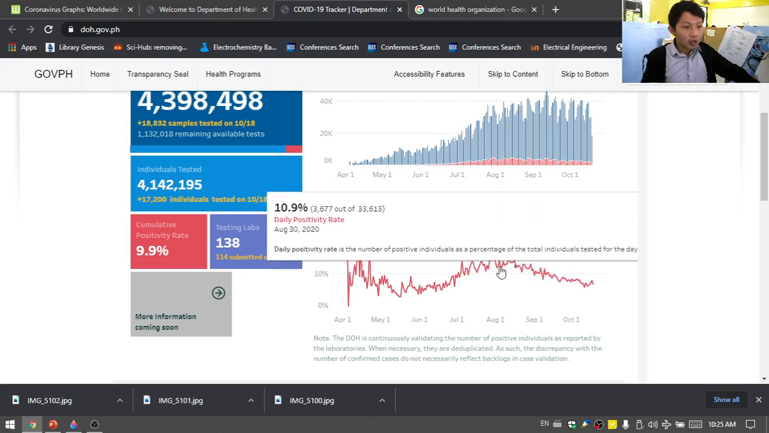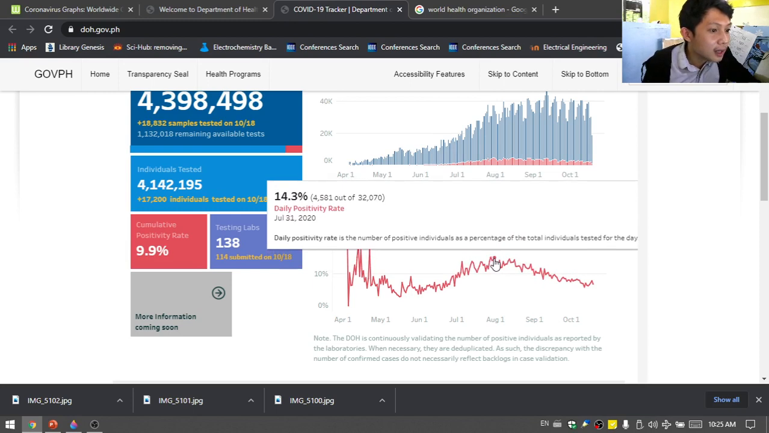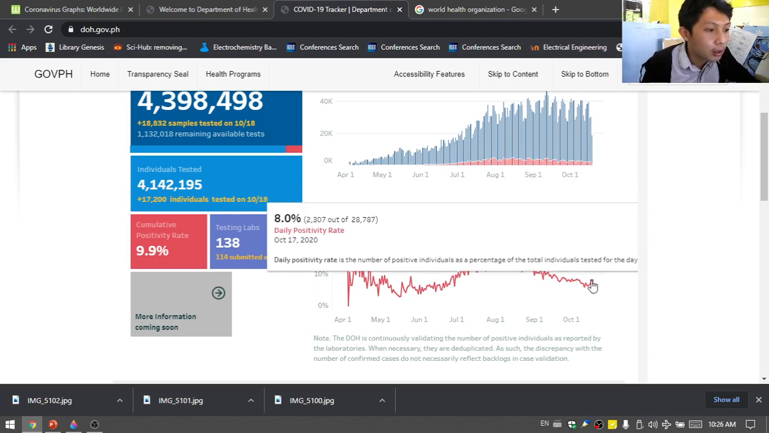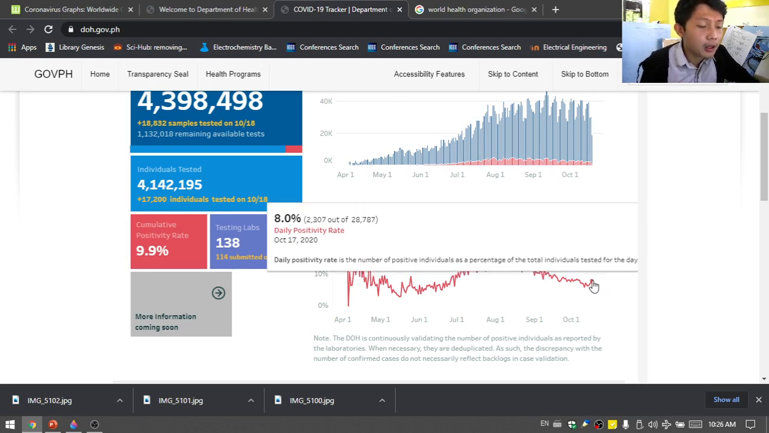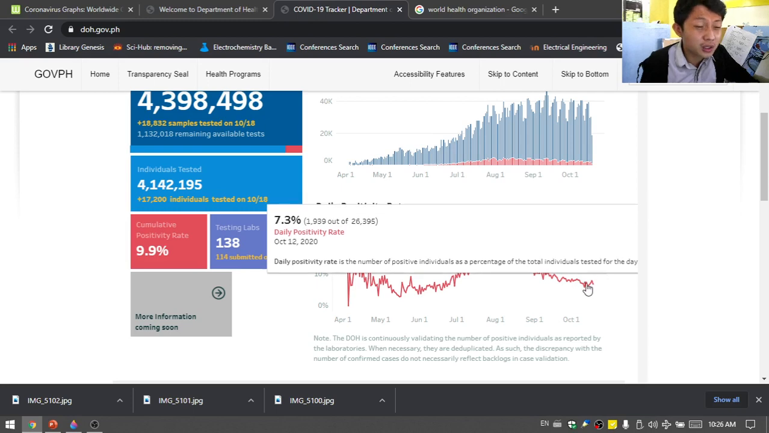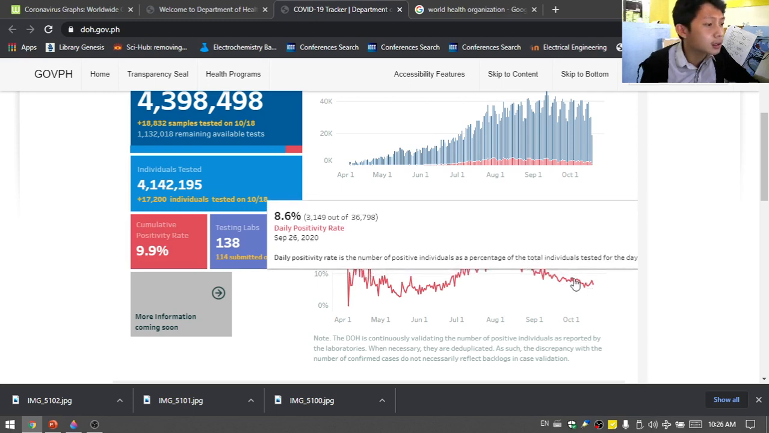Alright, so pansin nyo naman, di ba? Kapag tumaas yung ating testing capacity, pansin nyo, 32,000. Ngayon, we only have 28,000. Ngayon, 17,000 lang. There are several factors. Maybe, konti lang yung nagpa-test, or maybe, nabawasan na yung testing capacity. So, maraming questions in mind. But, as far as I can remember, the Red Cross stopped their operations beginning October 14. Okay, so tama nga.